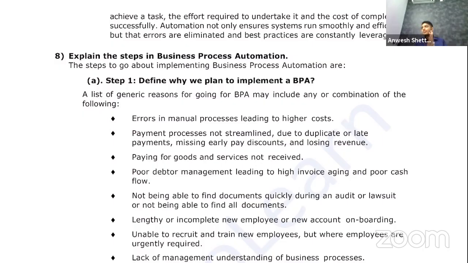Okay. Let us talk about question number 8. Explain the steps in business process automation. Let's take one simple example first. Then I'll explain these steps so that you can remember it properly.